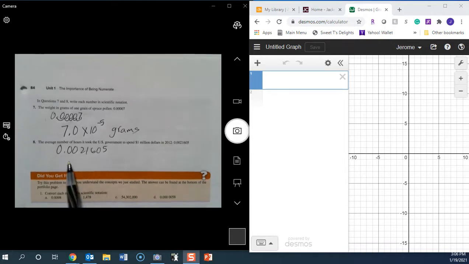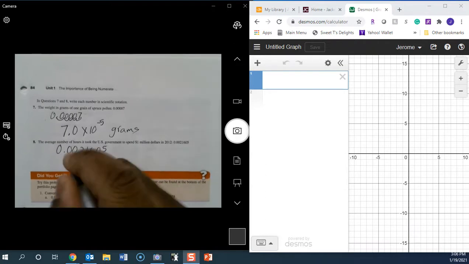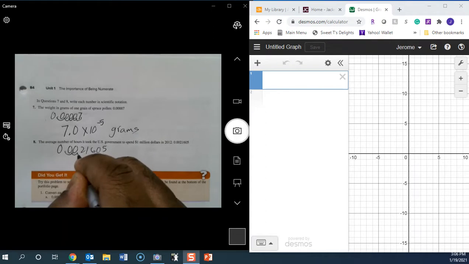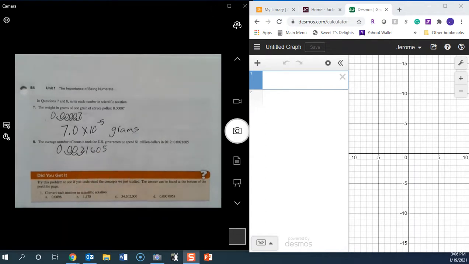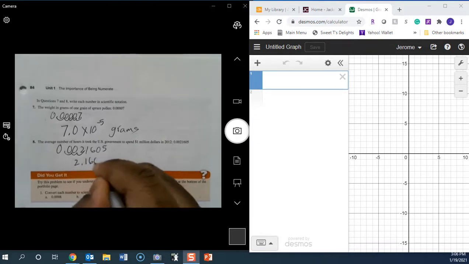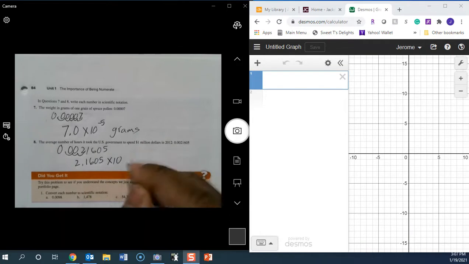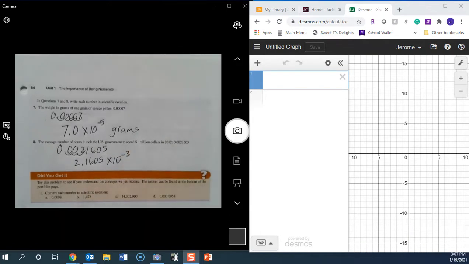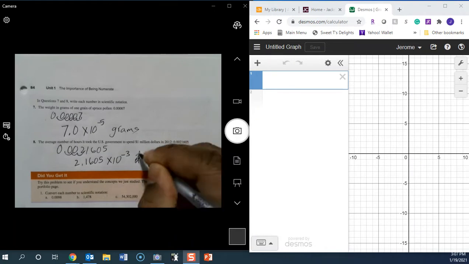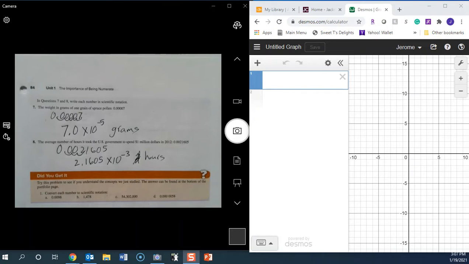Okay, so now we are converting this to scientific notation. So we need to move this decimal 1, 2, 3 places to the right. Because remember, we can only have one digit in front of the decimal that's not 0. So it'd be 2.1605 times 10. And if you notice, we move this decimal 3 places to the right. So it'll be to the negative 3 power. And then this would be dollars. Wait a minute. Oh, I'm sorry. No, hours. Because that's how long it took to spend $1 million. So that would be hours. So it'd be 2.1605 times 10 to the negative 3 hours.